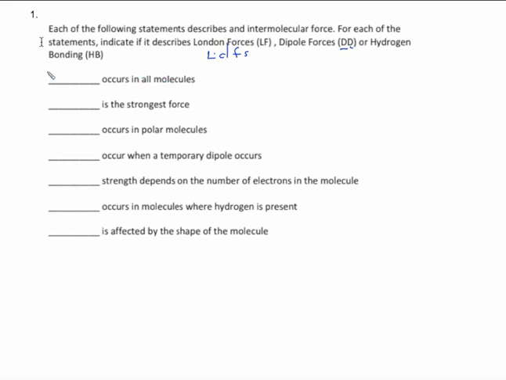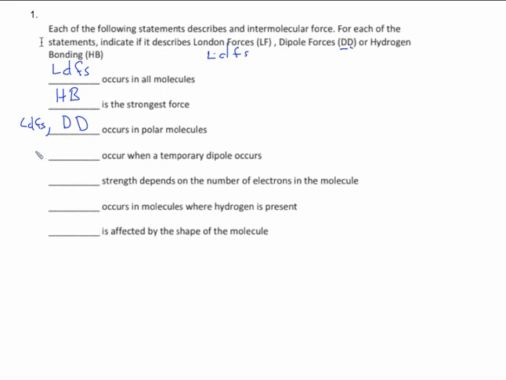Okay, something that occurs in all molecules is London dispersion forces. The strongest type of these three is hydrogen bonding. Now if ionic was on there, ionic would be stronger, but it's not on there. Occurs in polar molecules? Well, remember, London dispersion forces are in everything, but if it's a polar molecule, you also have dipole-dipole. And in certain ones, you can have hydrogen bonding, but we'll just skip that for now.